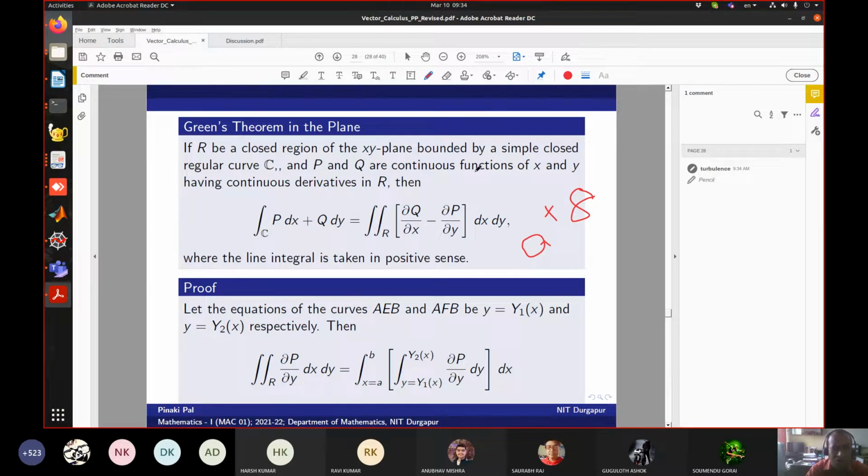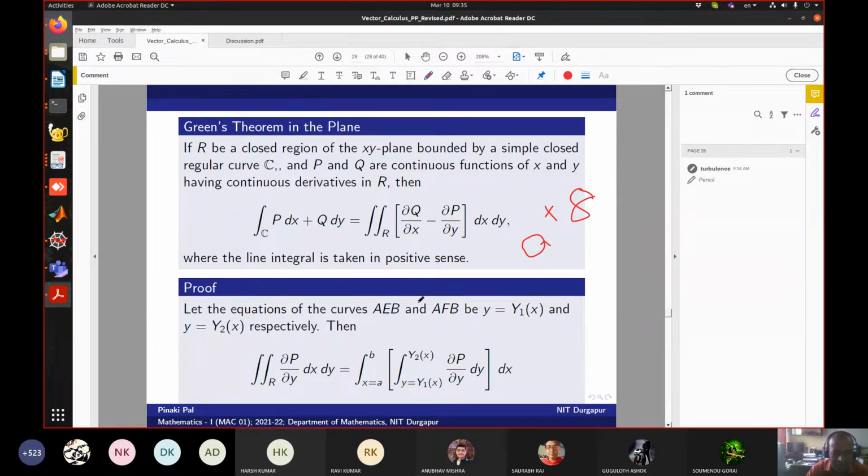And we have two continuous functions, P and Q, having continuous derivatives, because we need to differentiate. Therefore, the derivatives should exist and they should be continuous. These are the minimal requirements. Then the line integral P dx plus Q dy over the closed curve C is equal to the double integral over the region R of del Q by del X minus del P by del Y dx dy.